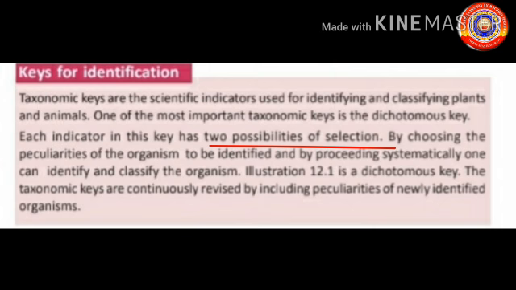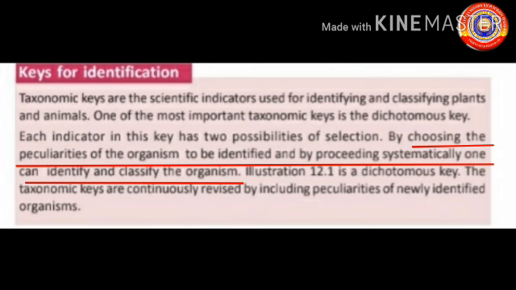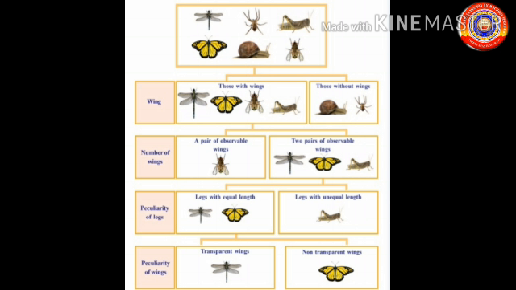The first one is by choosing the peculiarities of the organism to be identified. The second one is that by proceeding systematically, one can identify and classify the organism. This illustration is an example for a dichotomous key. Example, number of wings, those with a pair of wings and those with two pairs of wings.